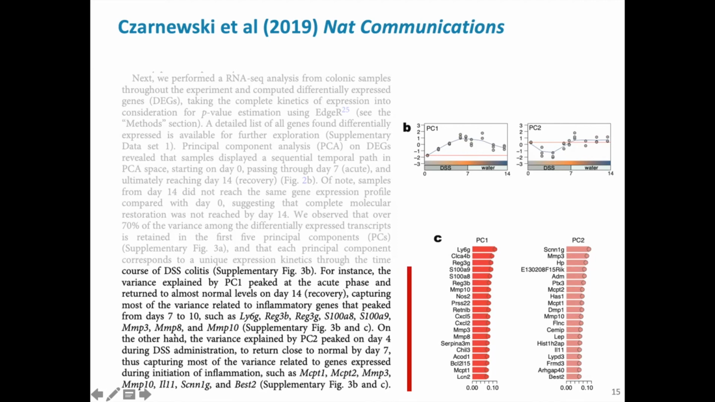And the same thing, on the other hand, the variance explained by PC2 peaked at some point and then returned to normal levels, and corresponds to genes such as A, B, C, and D. And those genes are listed here. So now you know what these genes mean.